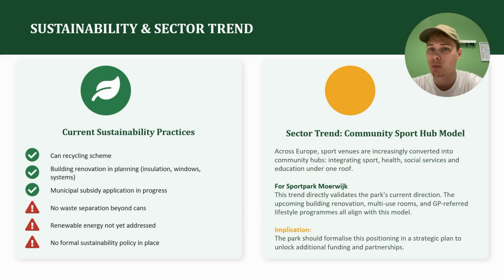The bigger picture is, however, the community sport hub model, a trend across Europe where sport venues become hubs that combine sport, health, social services, and education under one roof. What's interesting is that Moerwijk is already doing this without naming it. The multi-use rooms and the GP-referred lifestyle programs, which are planned for the future, fit the model exactly. So the real message is, the park is well positioned, but to unlock extra funding and partnerships, it needs to formalize that direction in a strategic plan rather than leaving it informal.